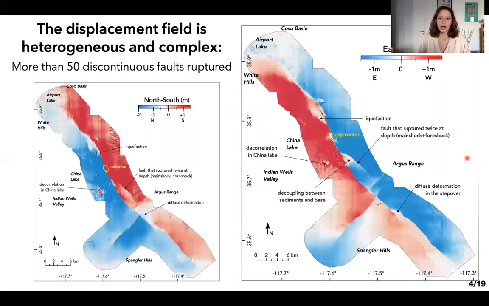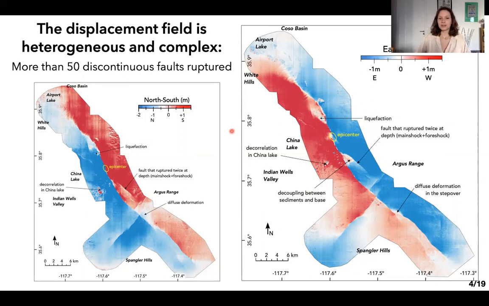So here are the results we have for this rupture. You have on the left the north-south component of displacement, and on the right the east-west component of displacement. You can recognize the two orientations of the rupture, this one, which is about north 150, and this one, which is about north 42. The displacement field is very heterogeneous and complex. You have many geometrical complexities, like this pull-apart basin here, those cross-cutting faults to the north, the junction, for example, between the two ruptures, etc. You have, in total, more than 50 discontinuous faults that ruptured during the earthquake.